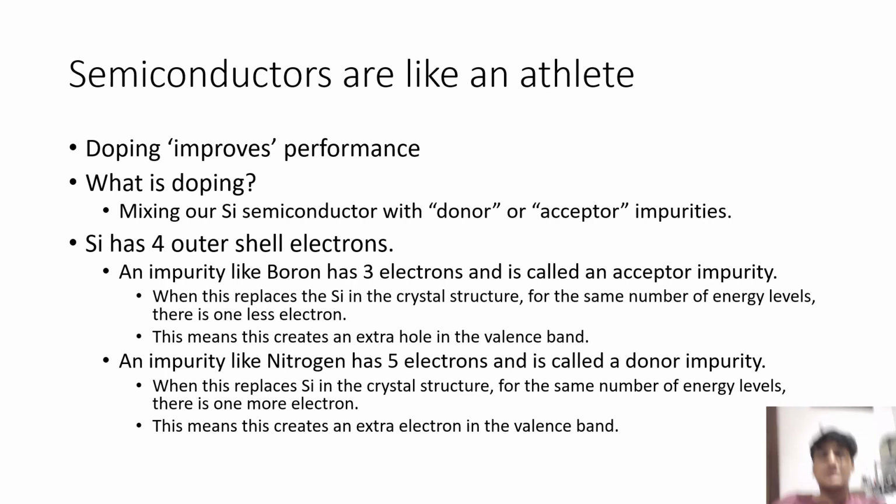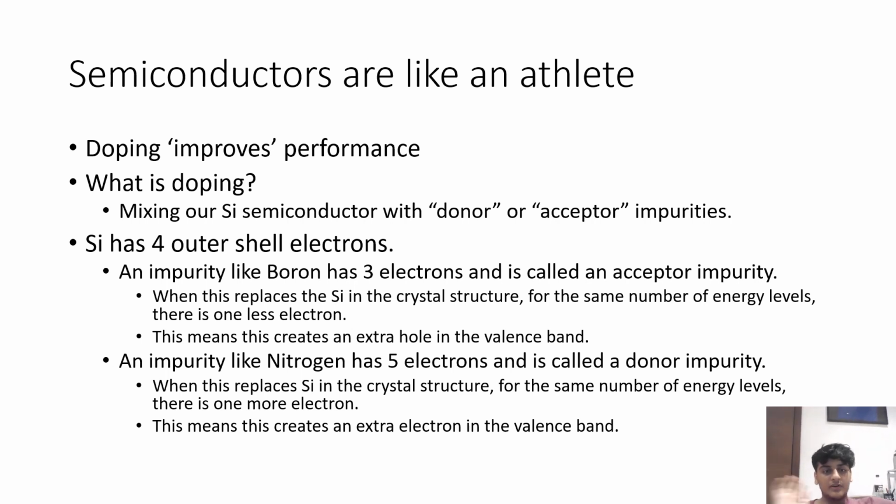But let's talk about some of the electron distribution, right? So we know from chemistry that silicon has four outer shell electrons. Now doping basically means that you mix silicon with some other material. Now if you mix silicon with a material or impurity like boron, boron has three electrons and it is called an acceptor impurity. Why it is called an acceptor impurity is something we'll see now. So now imagine you have a crystal full of silicons, right? Go back to the slide on crystals and see how the crystal looks if you want to visualize.